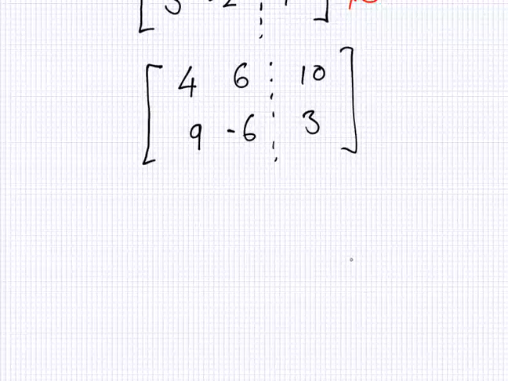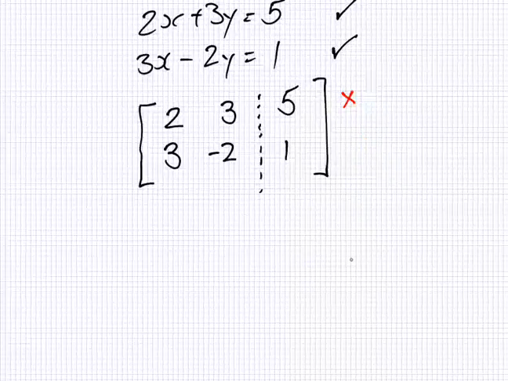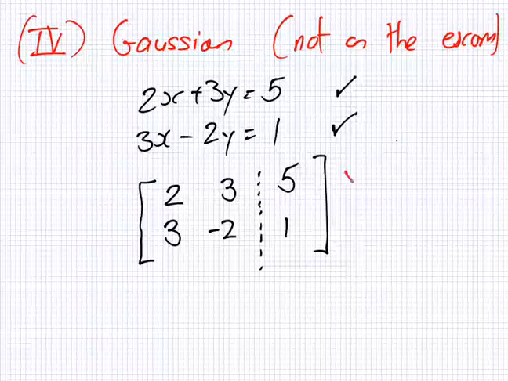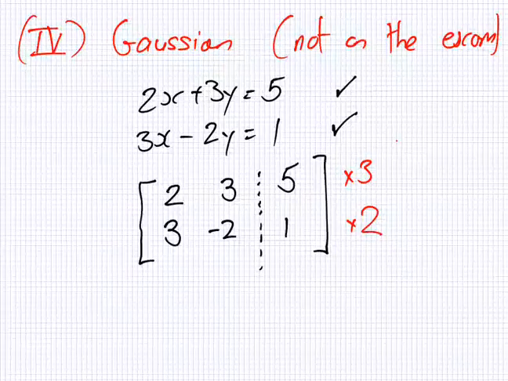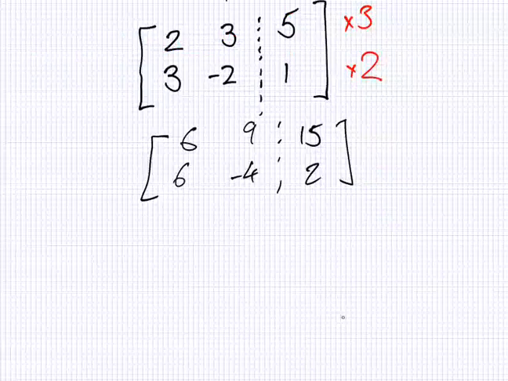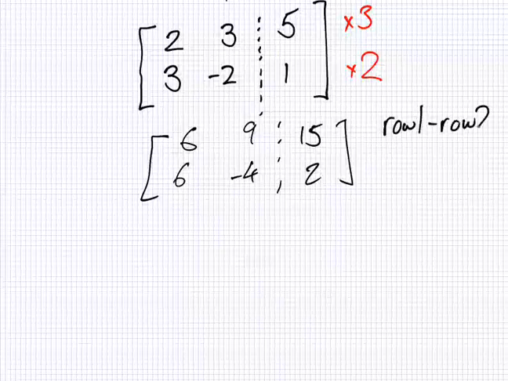Okay, you got this? Yeah. Now the 4th method, so just to be clear, it's called Gaussian and it's not on the exam. Now the reason I'm doing this method with you is because it will be useful to you for semester 2. But it's not on the exam. So the question will never say use the Gaussian method. It'll never say that.